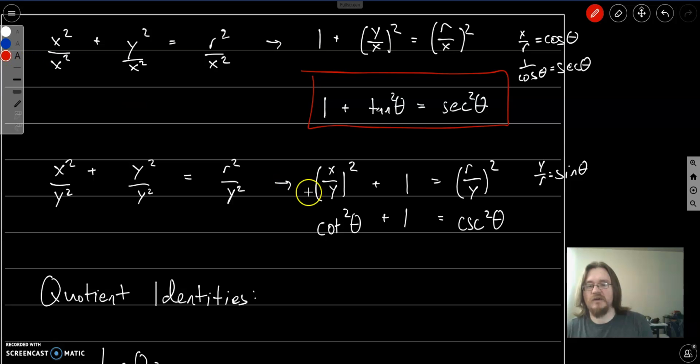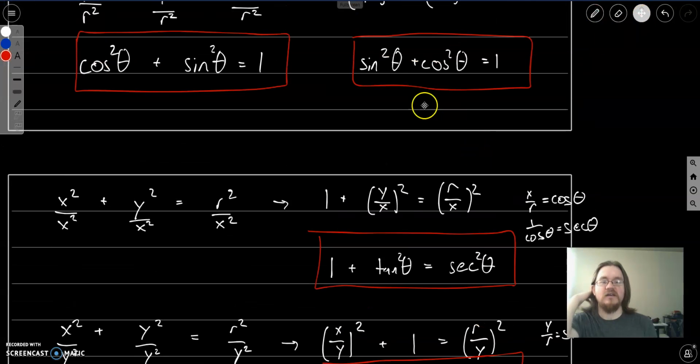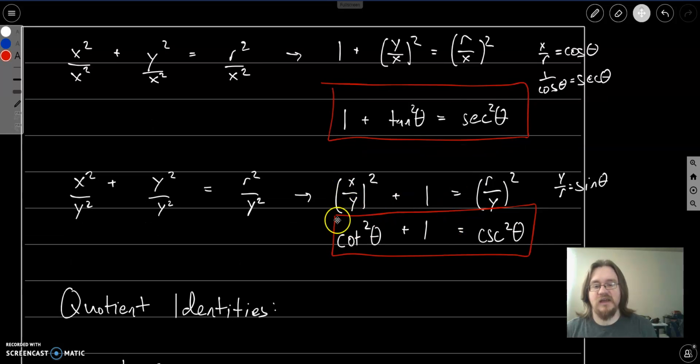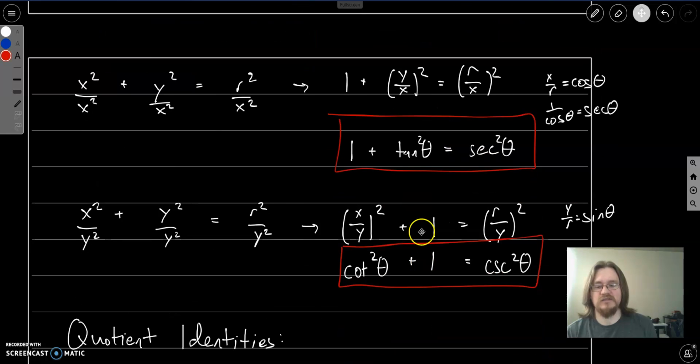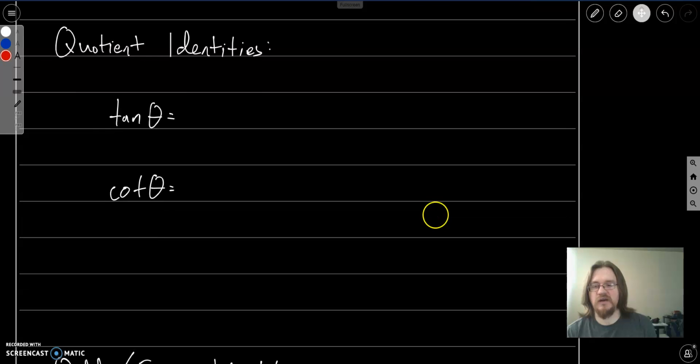So here is our third Pythagorean identity. So we have: sine squared plus cosine squared is equal to 1. 1 plus tangent squared is equal to secant squared. And cotangent squared plus 1 is equal to cosecant squared. And again, it doesn't matter what order I add these in. It's just sort of canonical to write it in that order, I think. So we have some ways to combine squares. We have some quotient identities as well.